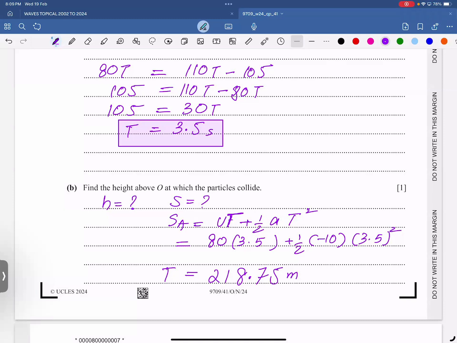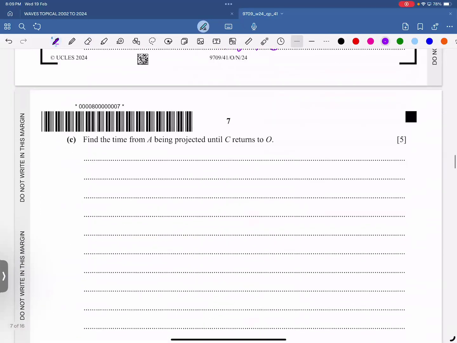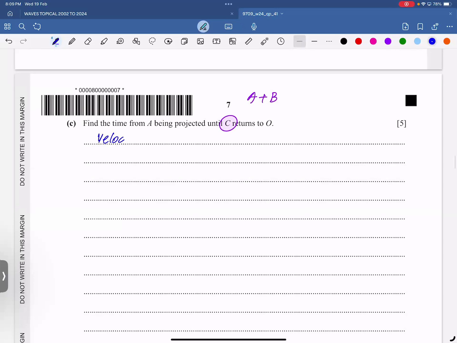So we know at what height they coalesce, and we know what time they took to reach there. Find the time from A being projected until C. C is actually A plus B, the connected particle. We cannot find this until we know their collision speeds. So first of all, we need to find their velocities at collision, meaning velocities at time t equals 3.5 seconds. So we will find v for A and v for B first. They will be the initial speeds of collision.